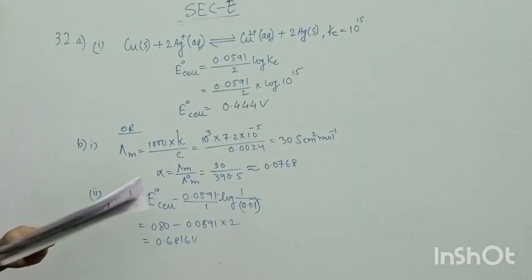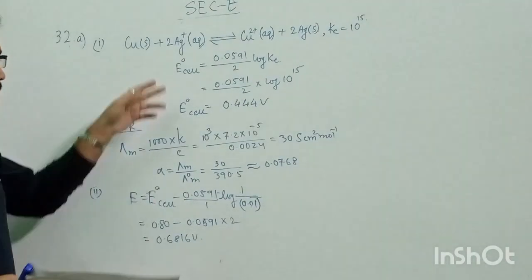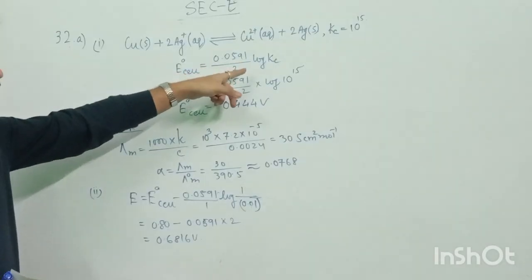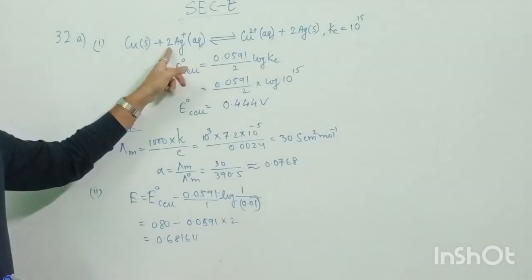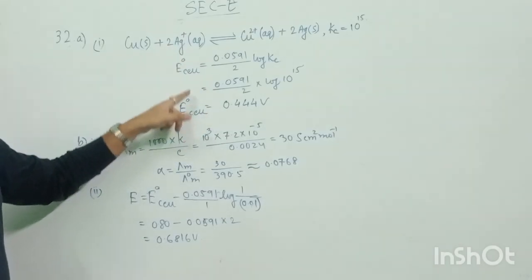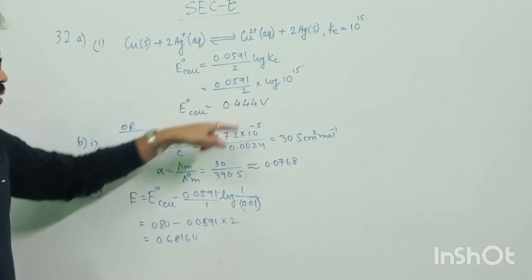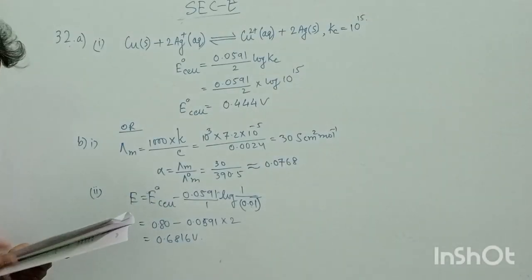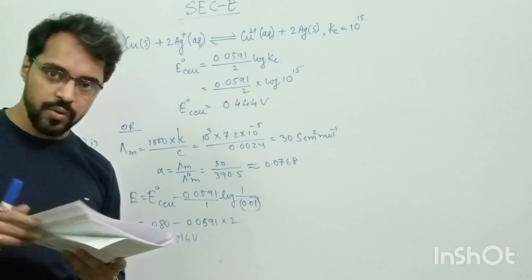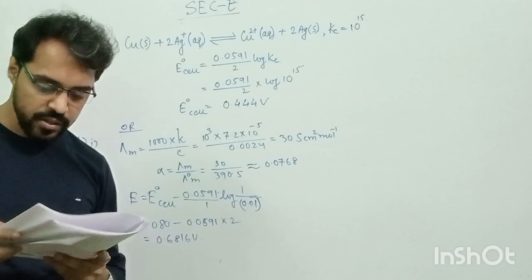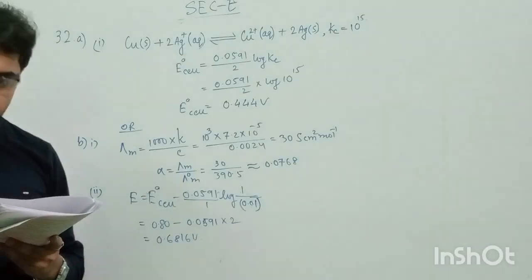Let's start the 32A question. Calculate E0 cell. As you can see, there is a relation between log Kc and E0 cell, 0.059 by 2 log Kc, because here n equals 2. From this relation you can get the E0 cell value as 0.444 volt. Next is write the cathode, anode and overall reaction of the lead storage battery when it is in use. Refer to NCERT, the latter part of the electrochemistry chapter, the last part, battery, right?